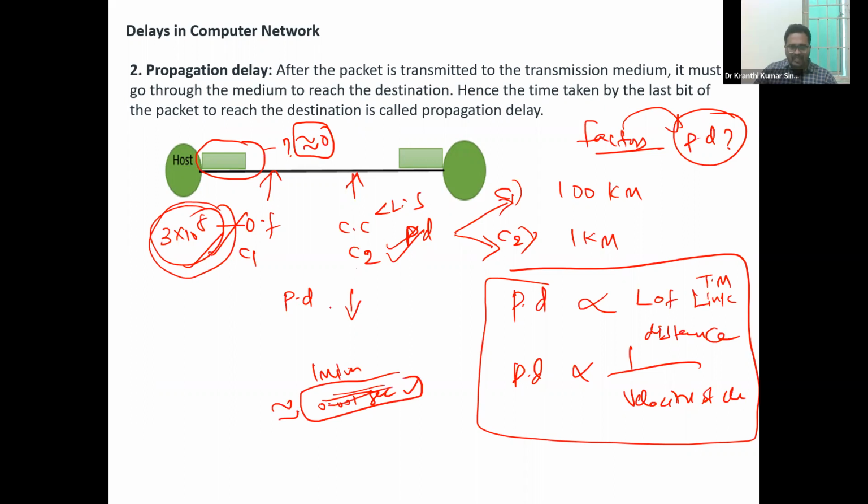This delay is calculated as transmission delay. We consider it as a transmission delay. It is also a delay, but it is not related to propagation. It is related to transmission delay.